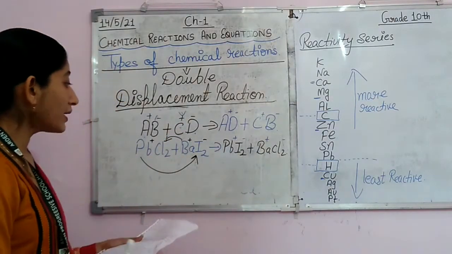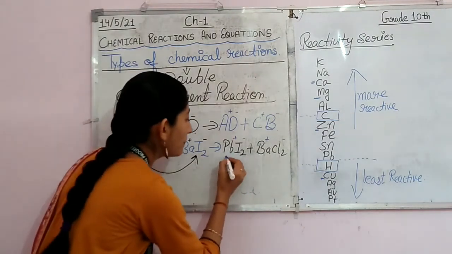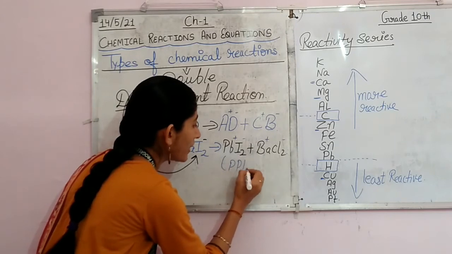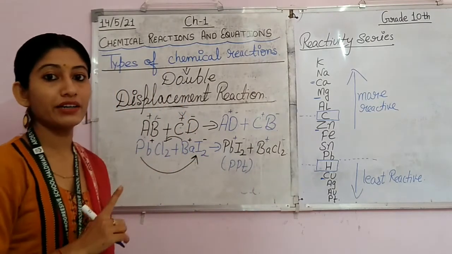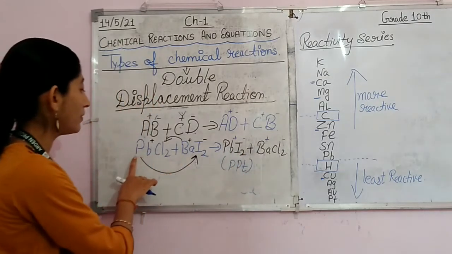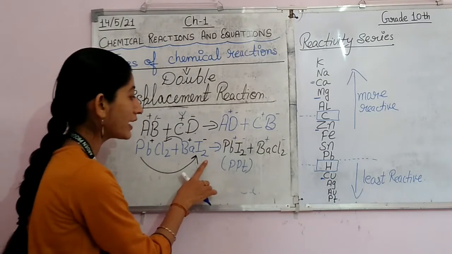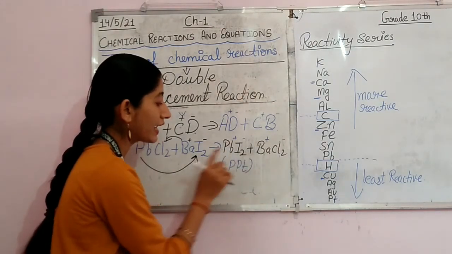Another important thing is that this PbI2 is a PPT, a yellow color precipitate. I told you this when I explained the activity in the previous video. So when we combine lead chloride with barium iodide, the yellow color PPT is formed, which is lead iodide.